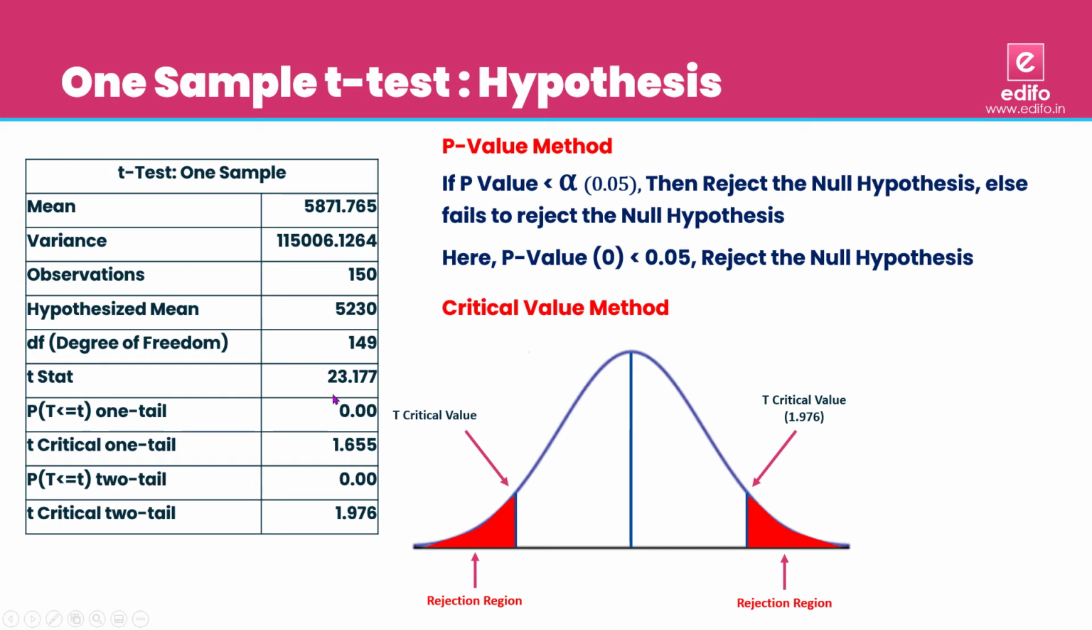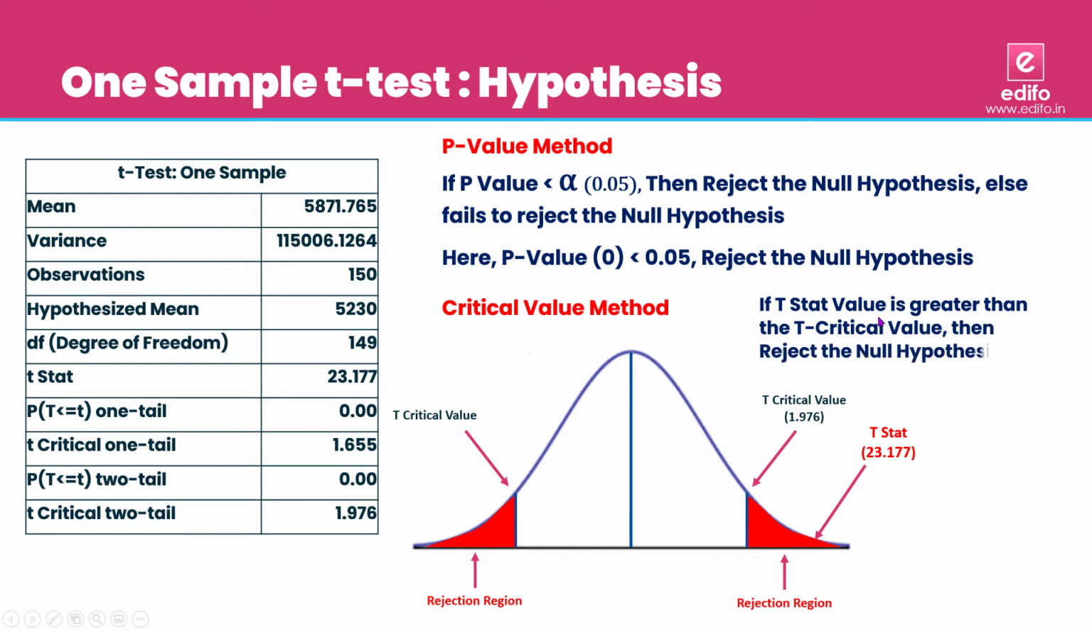Then 23.177 should be in the rejection region. You can see here it is in the rejection region. So we can conclude that if the t statistic is greater than the t critical value, we will reject the null hypothesis. Get it? Now we can conclude that if the t statistic value is greater than the t critical value, then reject the null hypothesis.